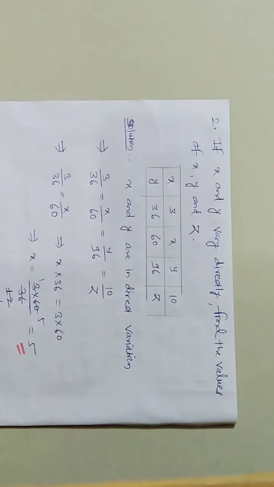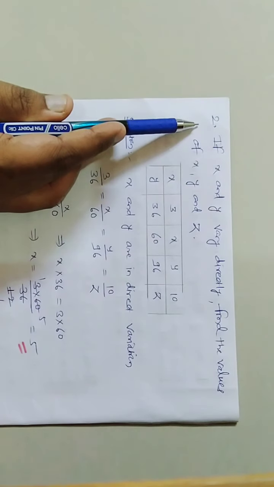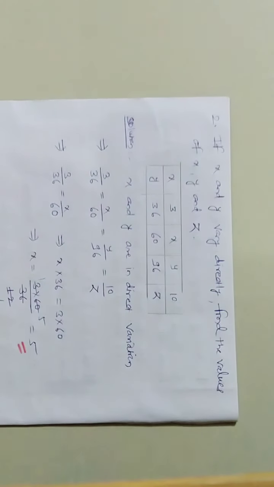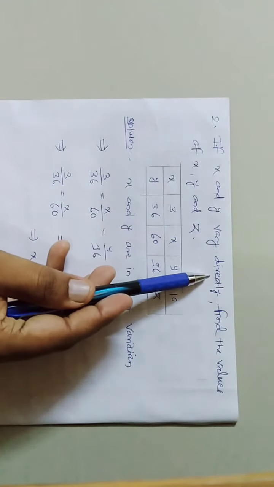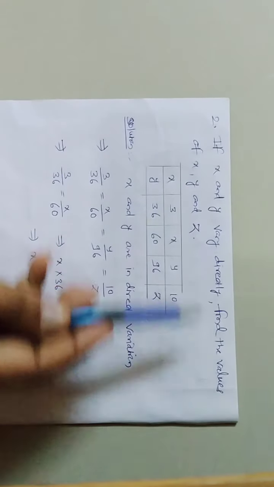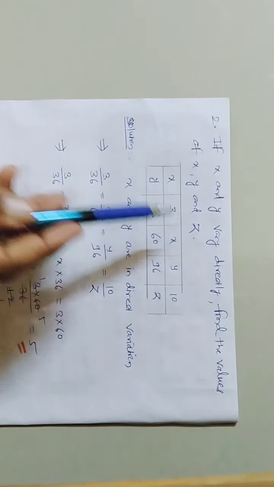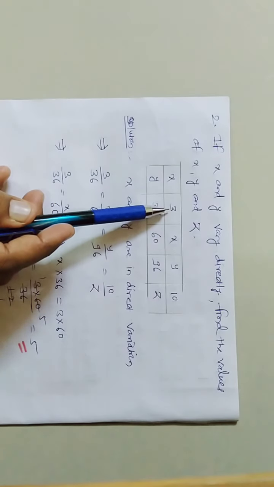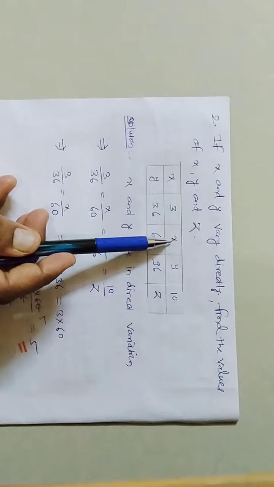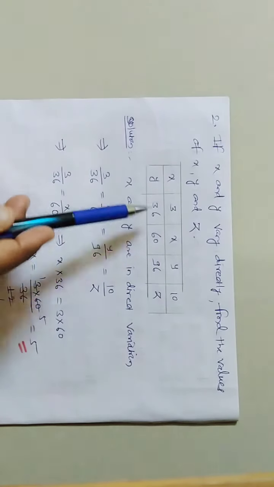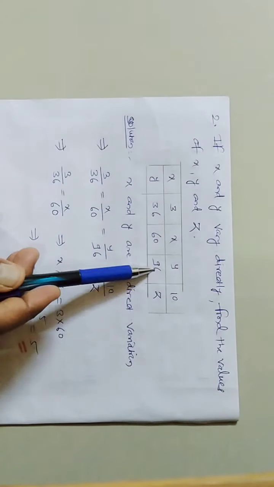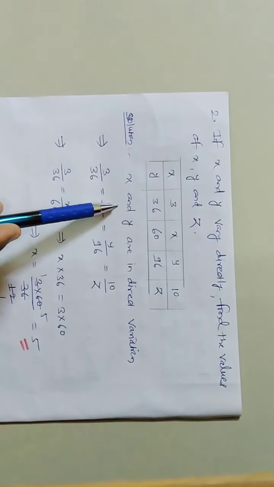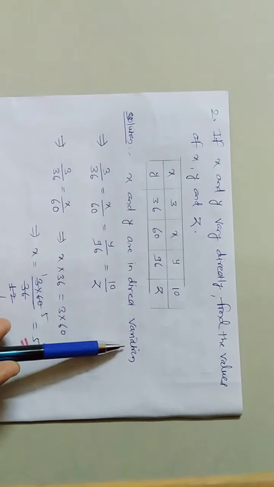Of the exercise 10a, question 2. If x and y vary directly, find the values of x, y and z. The table is given. Values of x are x1, x2, x3, x4. Values of y are y1, y2, y3, y4. In the solution, x and y are in direct variation.